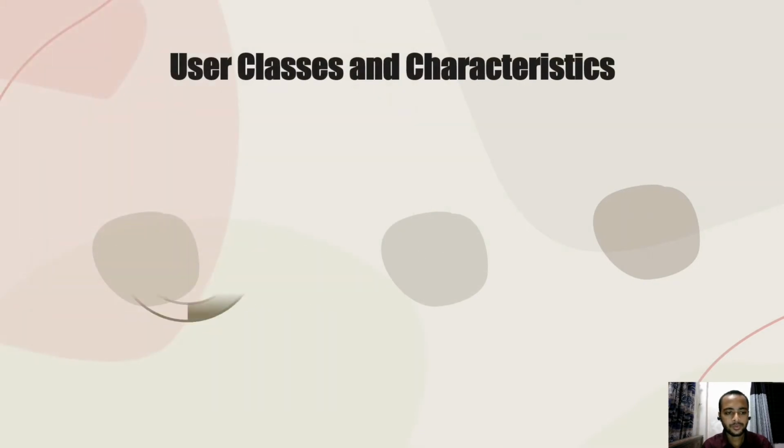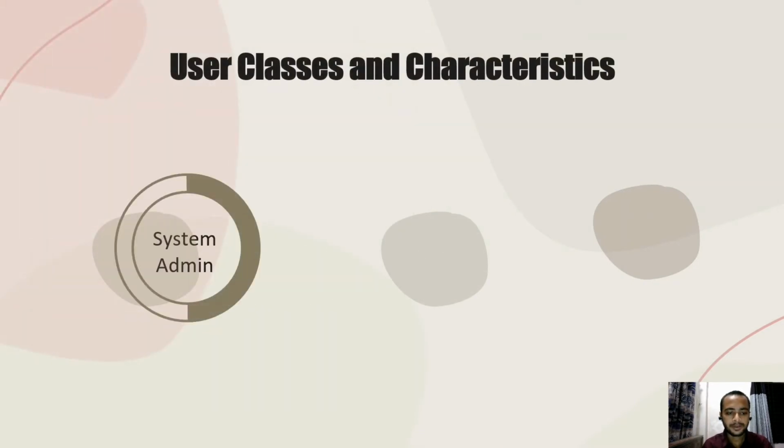Now I'm gonna talk about user classes and characteristics. At first we have system admin. System admins will be responsible for maintaining the system. They will be able to review the reports and take action according to the report.